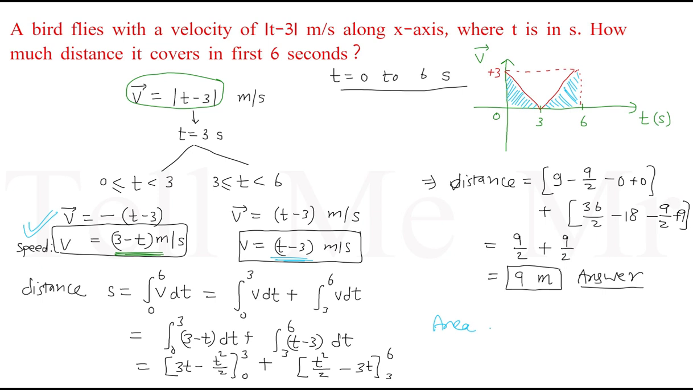So let's calculate it. From the area under the speed time graph we can calculate the distance. Here the distance will be the area of the two triangles, and they are identical actually. The area of the first triangle is half base into height. The base is 3 and the height is 3, so half into 3 into 3, plus similarly the area of the second triangle, which will also be half base into height. So it is 9 by 2 plus 9 by 2, so the total will again be 9 meters. So this is the answer.